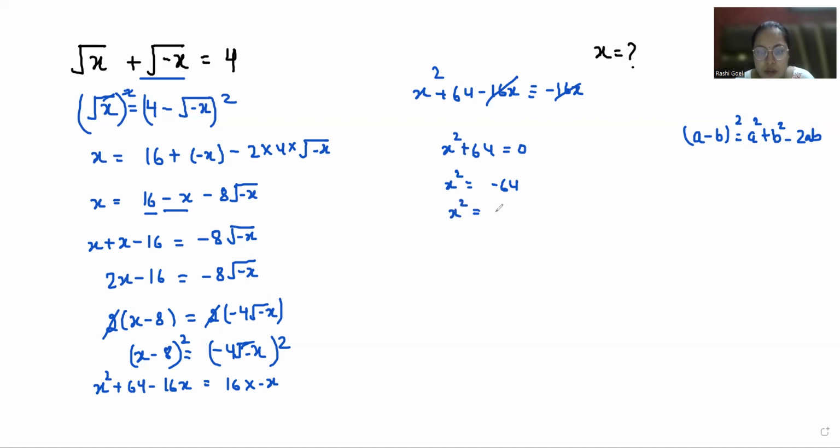x square is equals to, we can write it as 64 times negative 1. So x is equals to square root of 64 times negative 1. So under root negative 1, we can write it as iota. And 64 is 8 square. So plus minus 8 iota is the value of x.